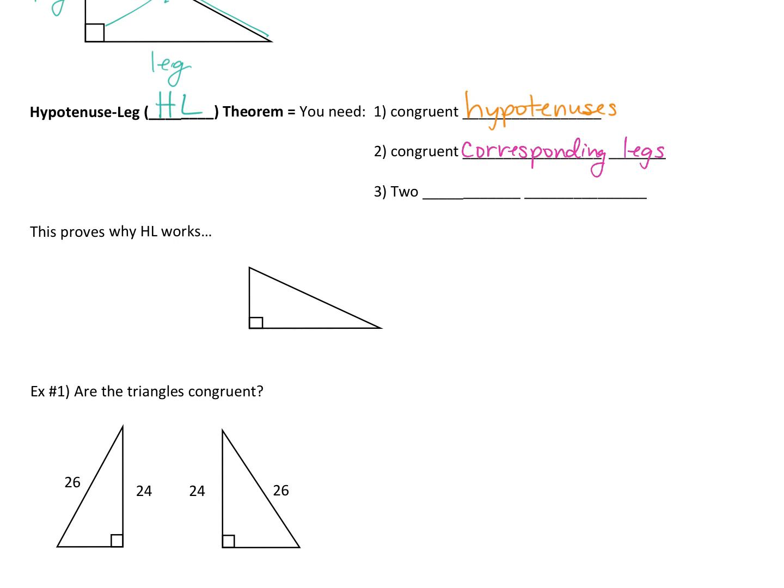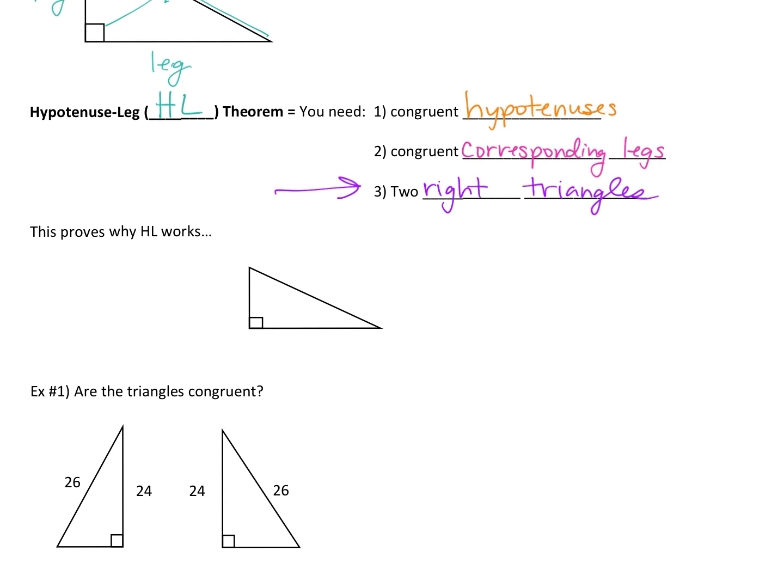So there's your H and your L. But then the third thing that doesn't have a letter in this theorem is you need two right triangles. Okay, so in order to use the HL theorem, you have to prove all three of those parts. This is the part that often gets left off or done wrong. So I'll focus on that in a minute, but I just want you to understand where we're coming from.